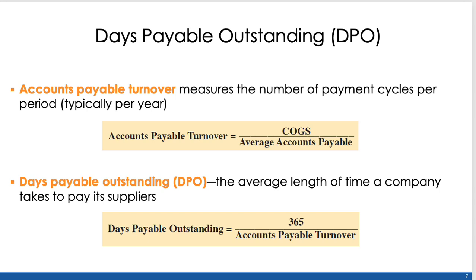Turning our attention from inventory management then to accounts payable management, we can look at two ratios here. First, the accounts payable turnover, or the number of payment cycles per period regarding paying for your cost of goods sold. You see there, cost of goods sold divided by your average accounts payable, which of course is defined as beginning and ending divided by 2. Once you've calculated the number of payment cycles, or your accounts payable turnover, you can then divide 365 by that, which then provides what? The average length of time a company takes to pay its suppliers, or days payable outstanding.